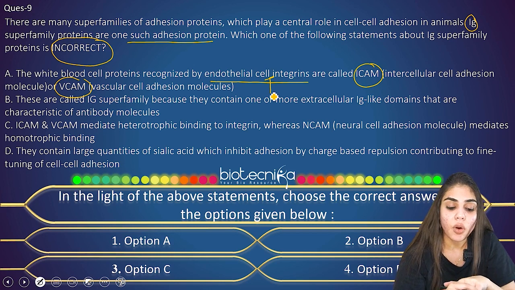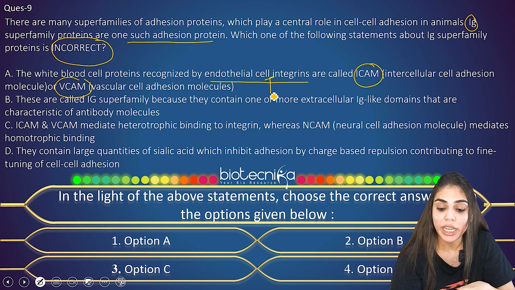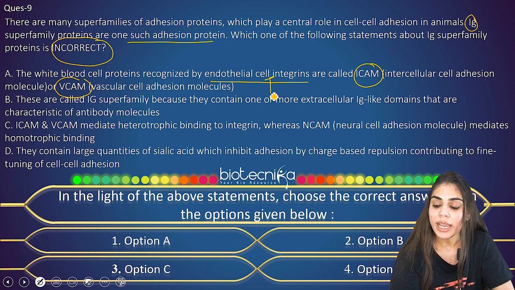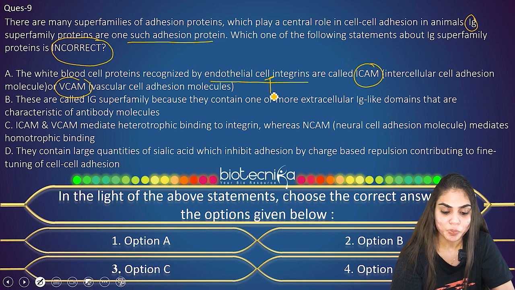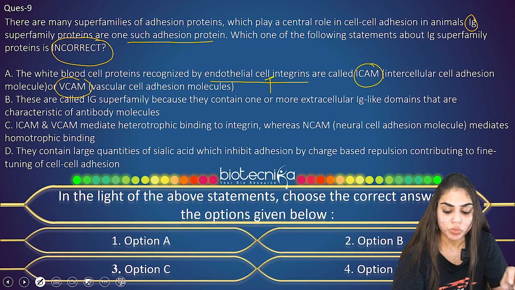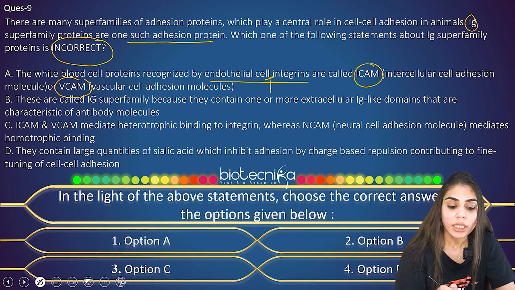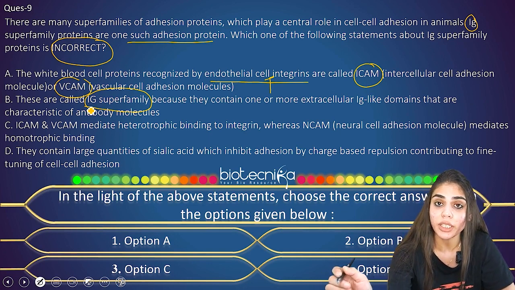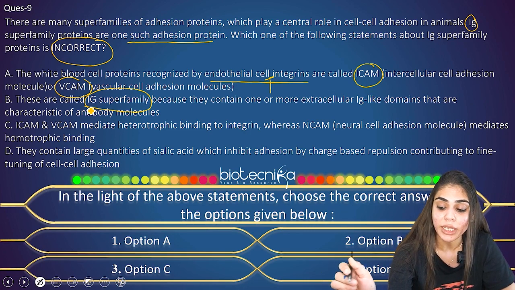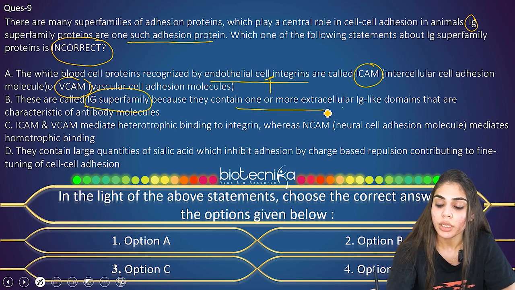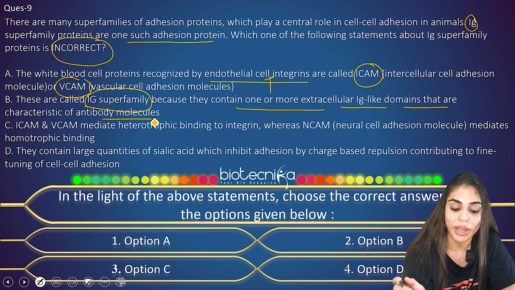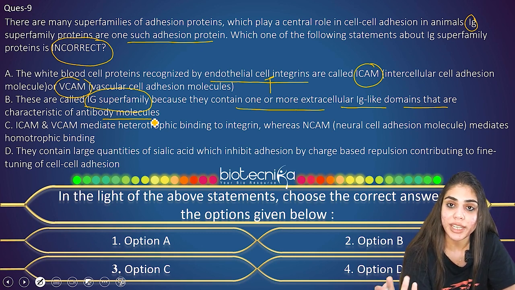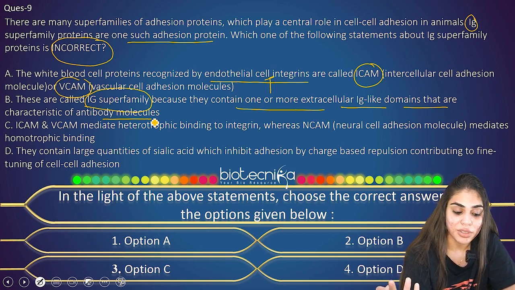Second, these are called Ig superfamily because they contain one or more extracellular Ig-like domains that are characteristic of antibody molecules. So this is a correct statement, because just now we have seen it belongs to the class of Ig superfamily, and they contain one or more extracellular Ig-like domains that are characteristic of antibody molecules. So yes, this statement is the right statement.